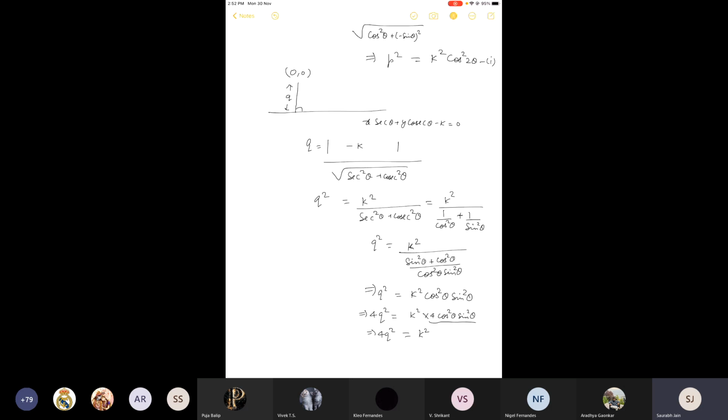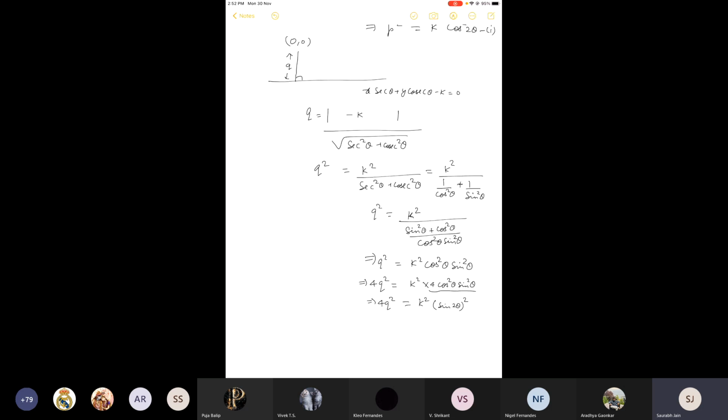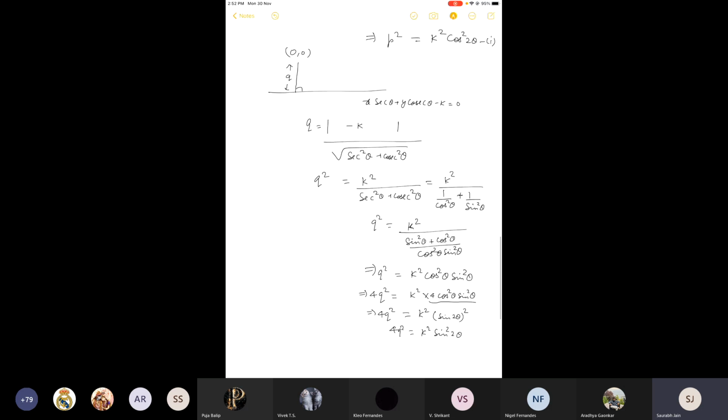It is basically whole square of 2 cos sin or 2 sin cos. 2 sin cos is sin 2 theta. Formula of sin 2A. So this becomes k square sin square 2 theta. Next step you will get the answer.